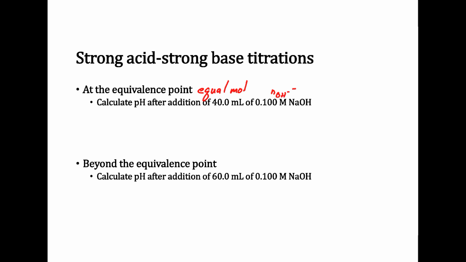Moles of OH minus would be equal to that concentration, 0.100, times that volume, 0.0400 liters, and that equals 0.00400 moles. So again, we'll set up our net equation. So we'll have H plus plus OH minus yields H2O. Set up our ice chart.